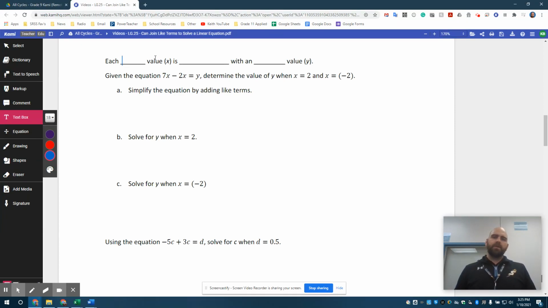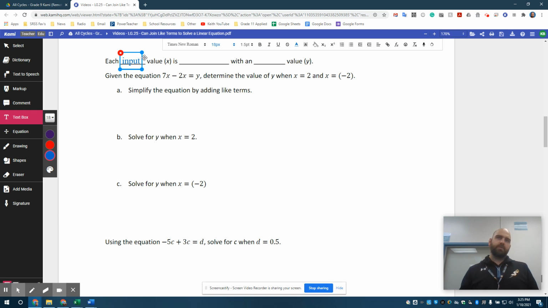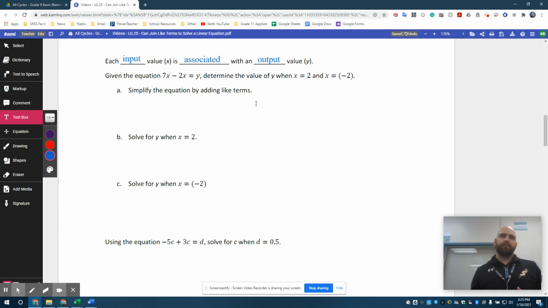Now, when it comes to a linear equation, we have to understand that each input value, so what we would often consider to be x, but it could really be anything, is directly associated or related with an output value, or a solution, or y value. So it is directly related. Each one is directly related. So if the input is something, the output will be something else.